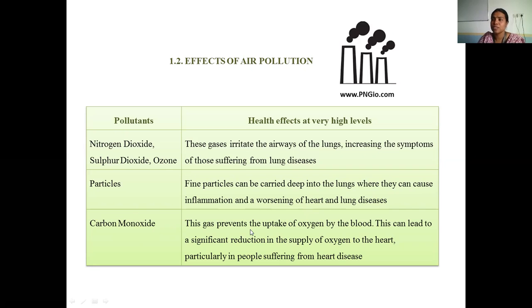And carbon monoxide, this gas prevents the uptake of oxygen by the blood, which leads to a significant reduction in the proper supply of oxygen to the heart, especially in heart patients.